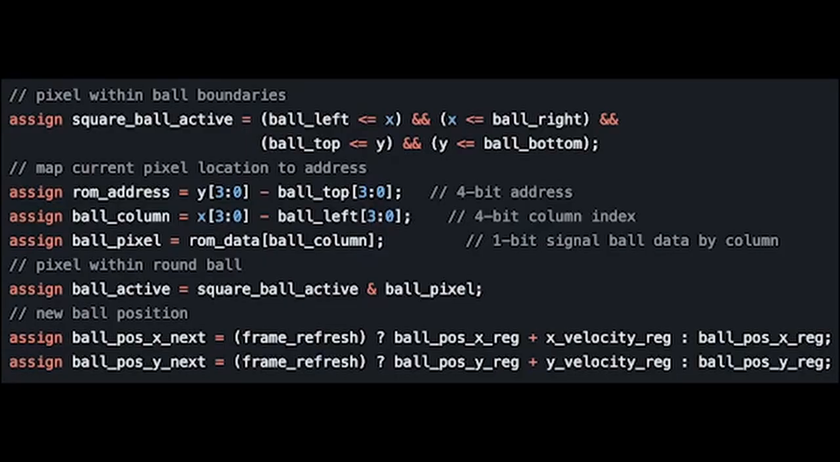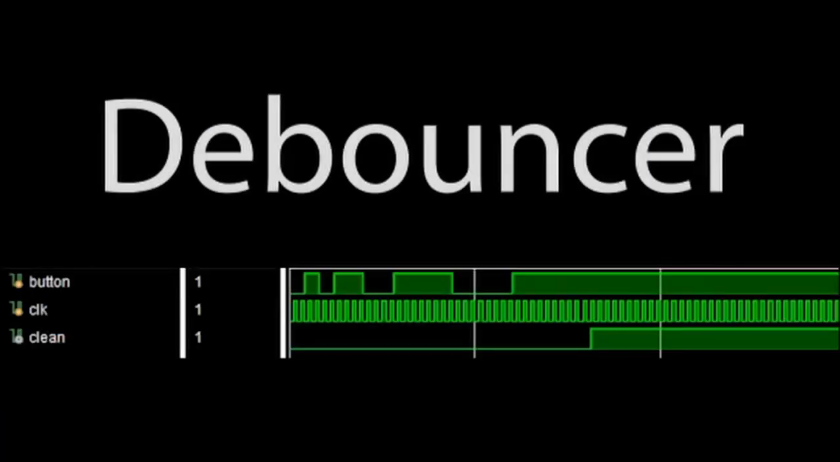And then the last variable, the ball pause x next, decides that if there is a refresh tick that we got from the VGA controller, then it changes the x and y velocity of the ball. Now we move on to the debouncer.